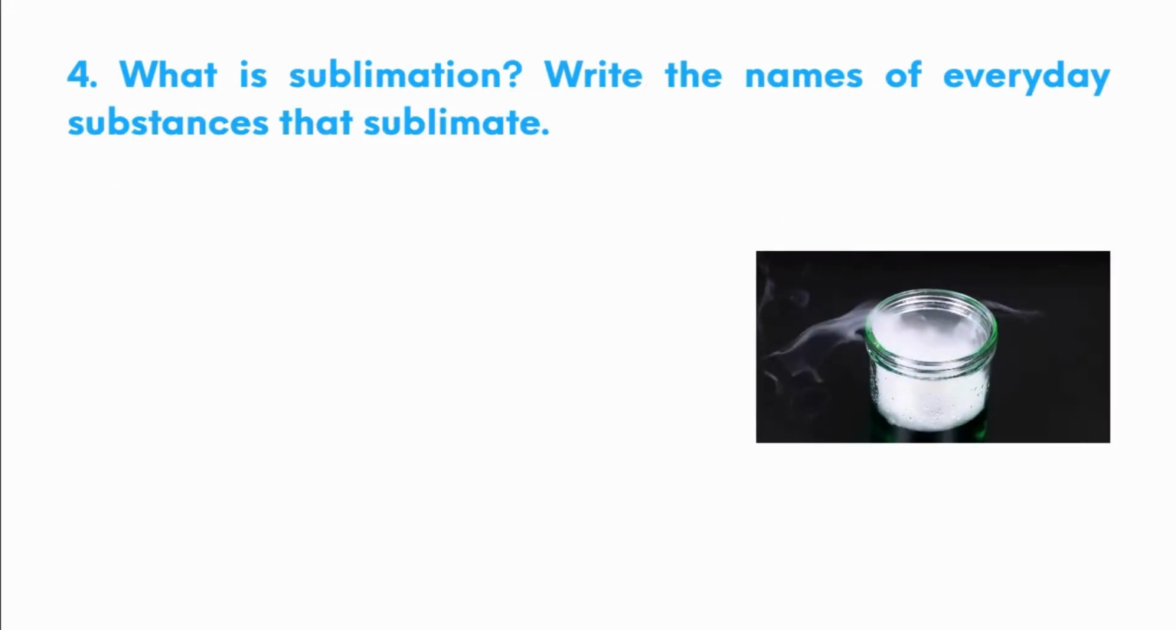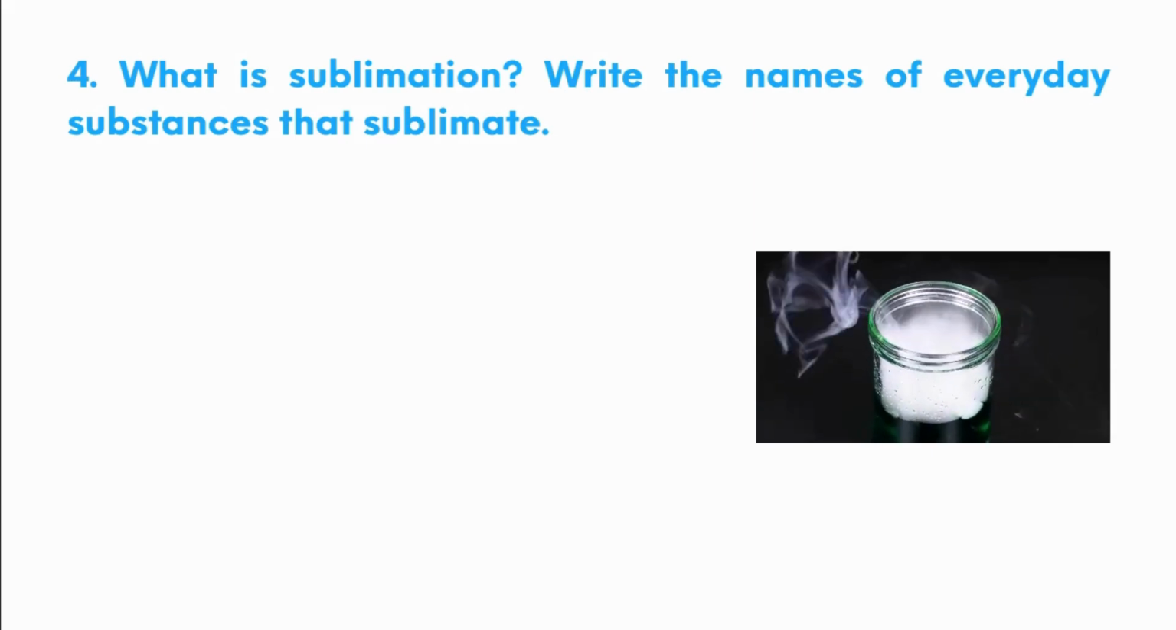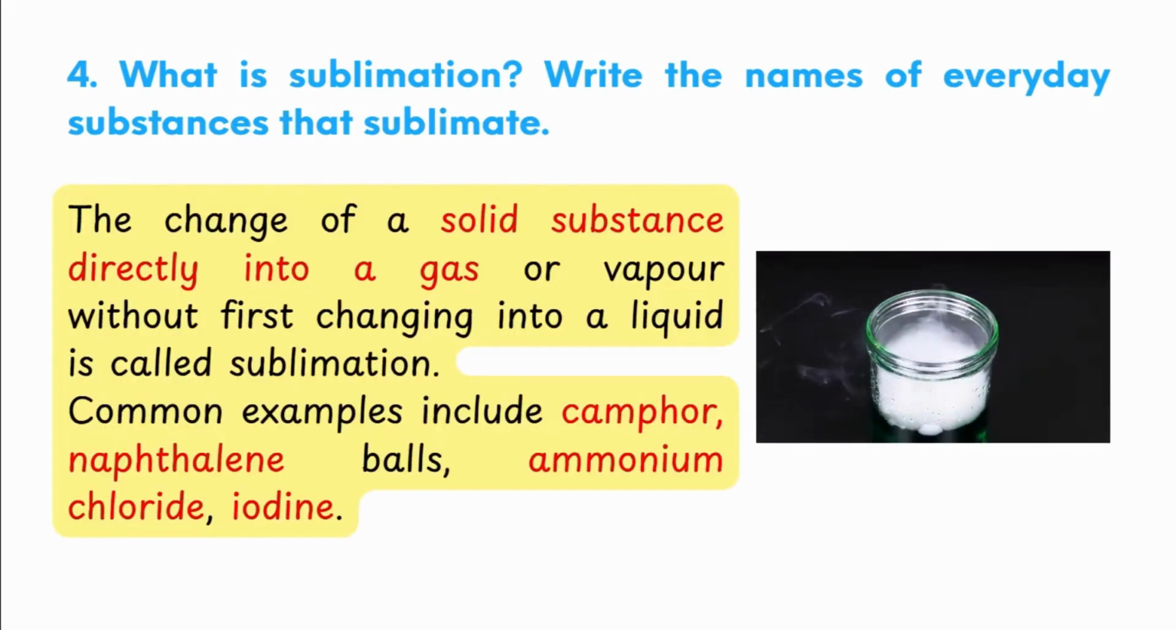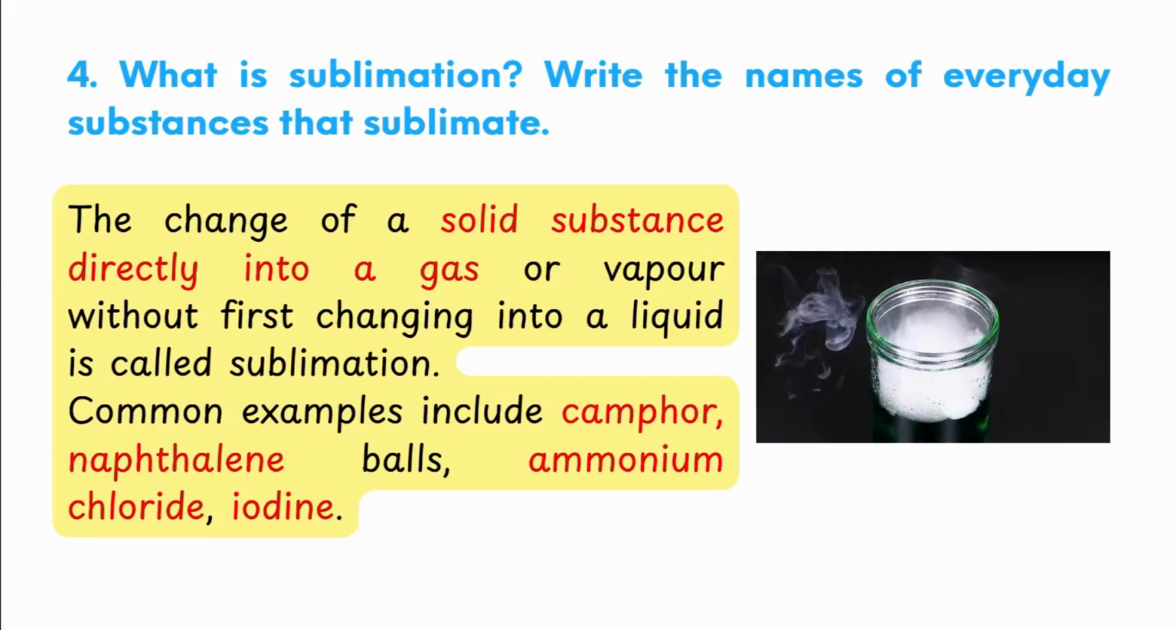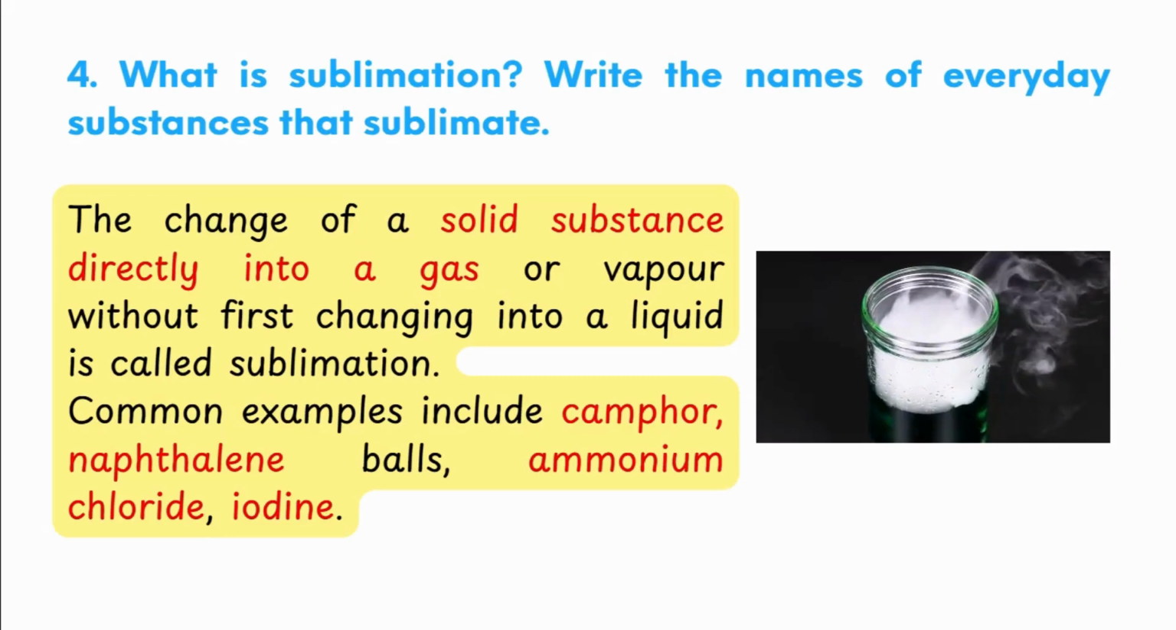Fourth question, what is sublimation? Write the names of everyday substances that sublimate. First of all, we have to see what sublimation is. The change of a solid substance directly into gas or vapor without first changing into a liquid is called sublimation. Common examples include camphor, naphthalene balls, ammonium chloride, and iodine.